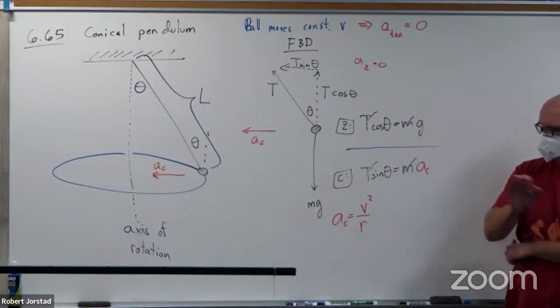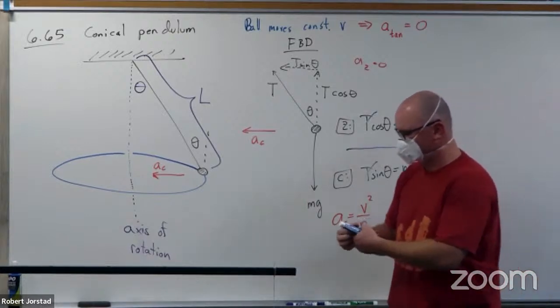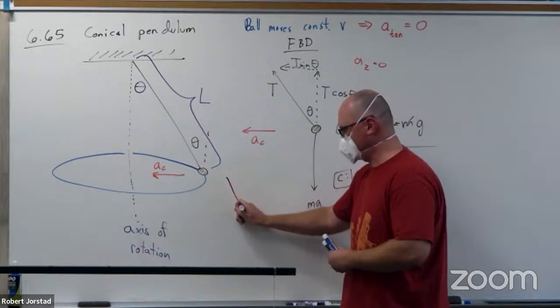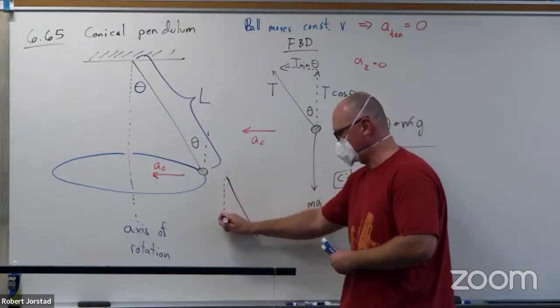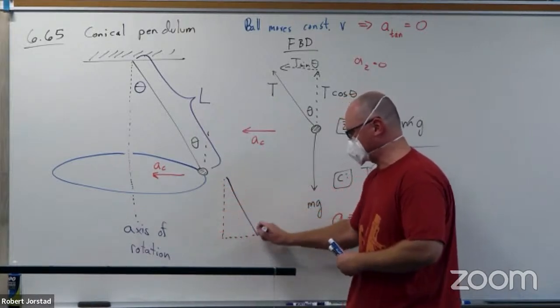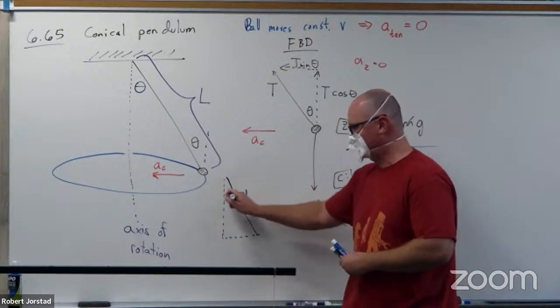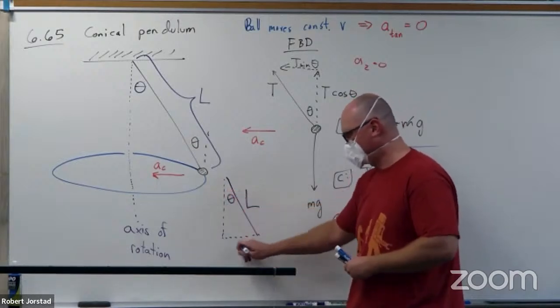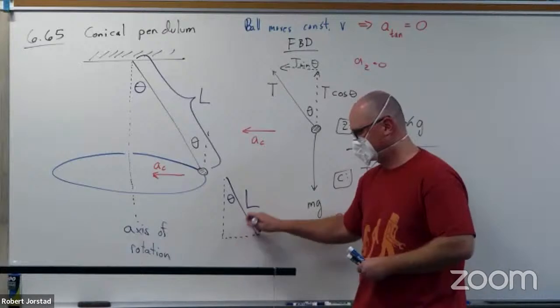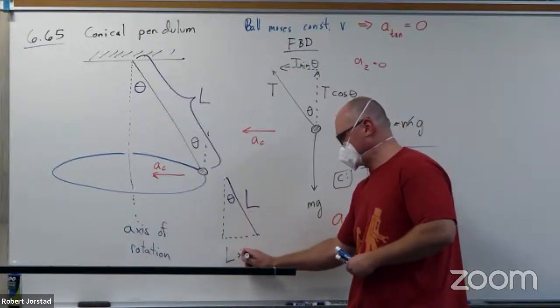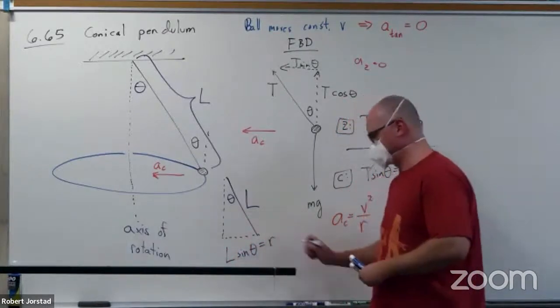No theta. Not changing. This is from axis. I'm going to draw a separate picture from my FBD. I'm going to do geometry on a separate picture. If this is L and this is theta, what's this side? L sine theta equals the radius. Got it?